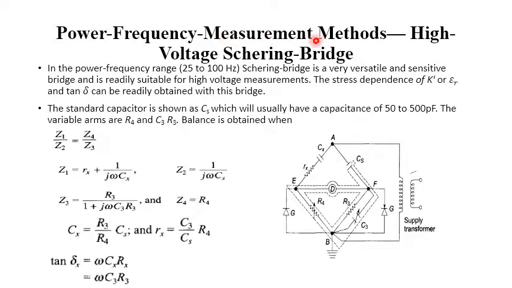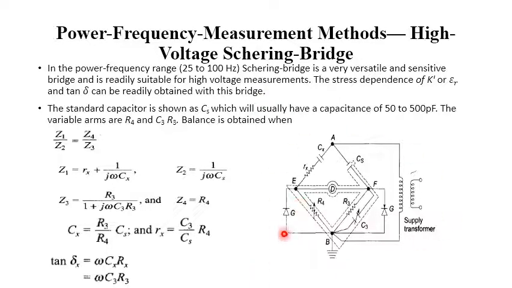Power frequency measurement methods. In that, the high voltage Schering bridge. In a power frequency range like 25 to 100 hertz, the high voltage Schering bridge is very versatile, and the sensitivity bridge is usually used for high voltage measurement. The stress mainly depends upon k dash or epsilon, the relative permittivity, and the loss angle tan delta can be easily obtained with the help of these bridges.